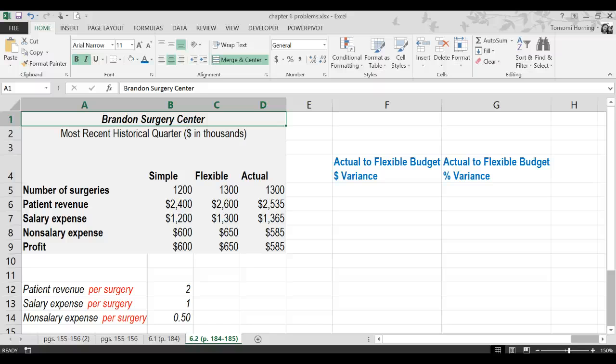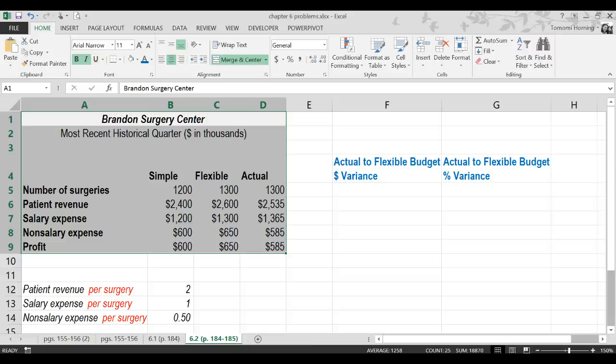In this brief video tutorial, I'll be going over how to complete end of chapter problem 6.2 found in your course textbook on pages 184 and 185. You'll see I've already taken the time to transfer all of the information provided in the case example into a new Microsoft Excel worksheet. Letter A asks us to explain how each amount in the flexible budget was calculated.